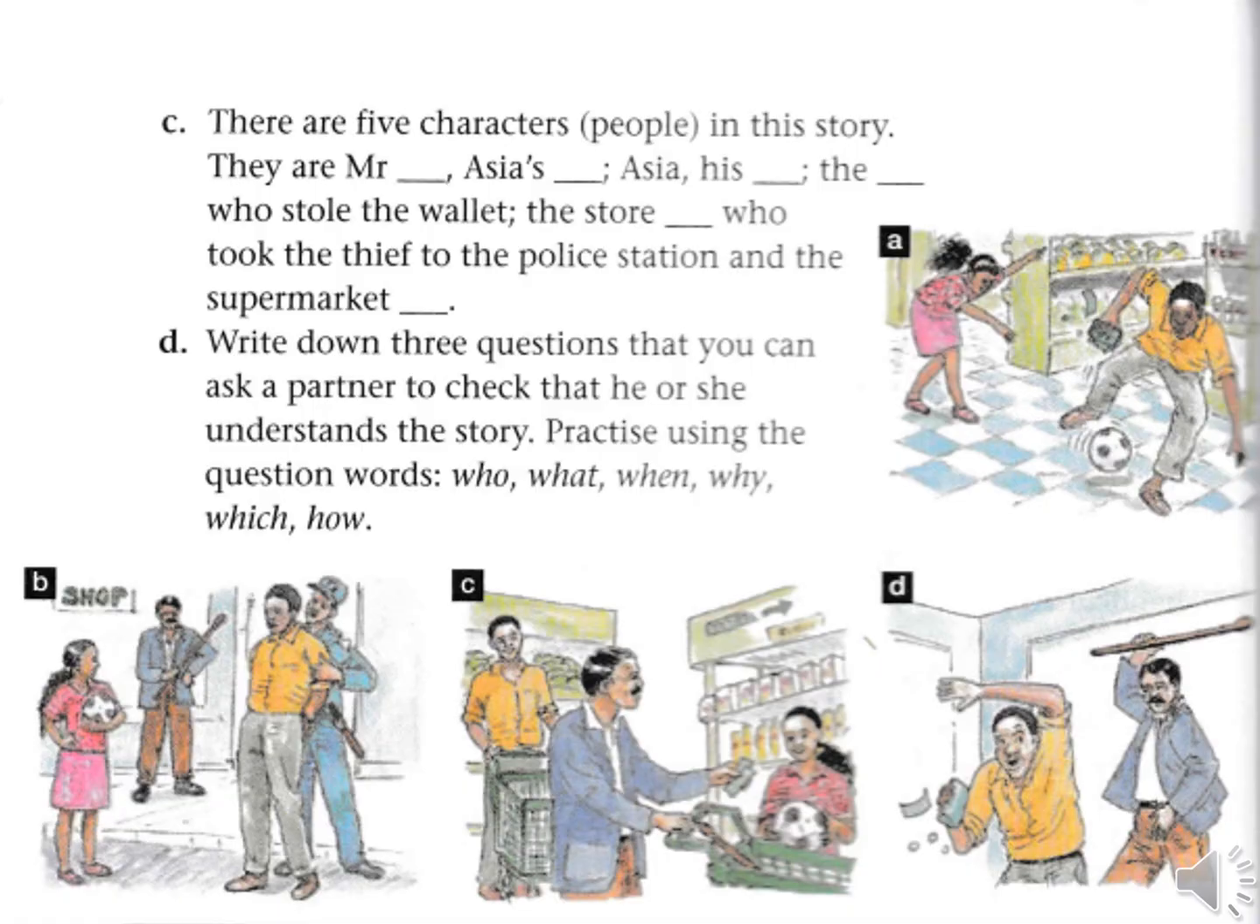At 3C, fill in the blank spaces concerning the characters in the story. 3D, write down 3 questions that you can ask a partner to check that he or she understands the story. Practice using the question words who, what, when, why, which, and how.